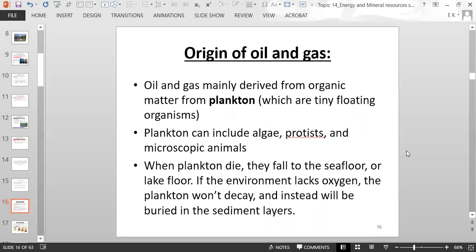Oil and gas are mainly derived from organic matter from plankton. Plankton are tiny floating organisms. Plankton can include algae, protists, and microscopic animals. When the plankton die, they fall to the seafloor or the lake floor, depending on where they're living. If the environment does not have a lot of oxygen, then the plankton will not decay. Instead, they will just be buried within the sediment layers.